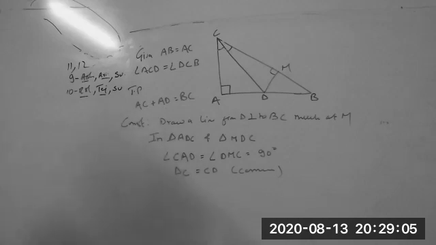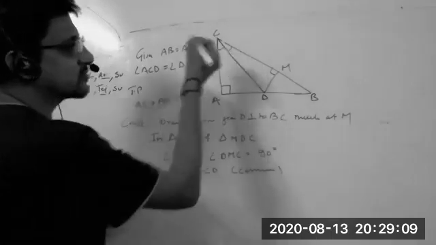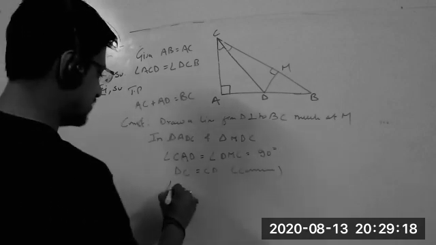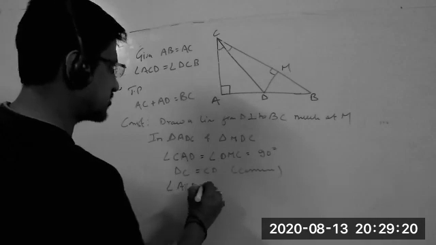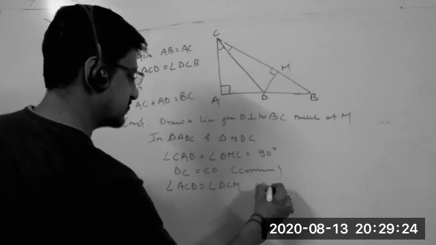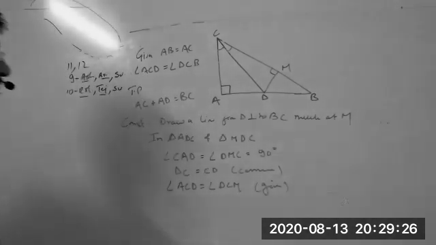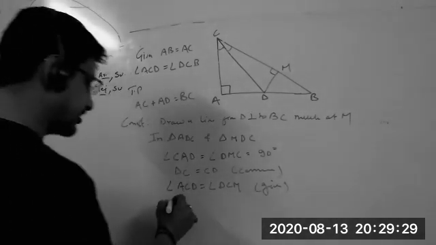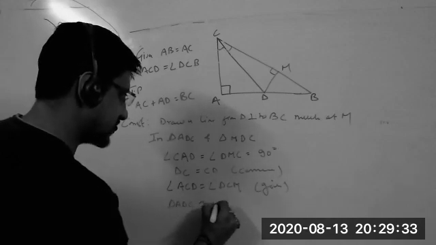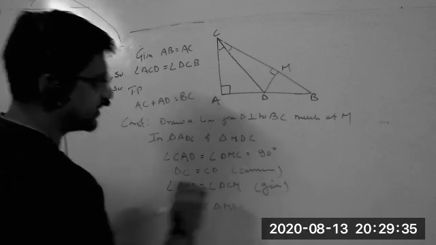Vijay. Yes, sir. I have already drawn this. This is equal to this. Sir, angle ACD is equal to angle DCM, given. So these two triangles are congruent. Triangle ADC is congruent to triangle MDC, correct?